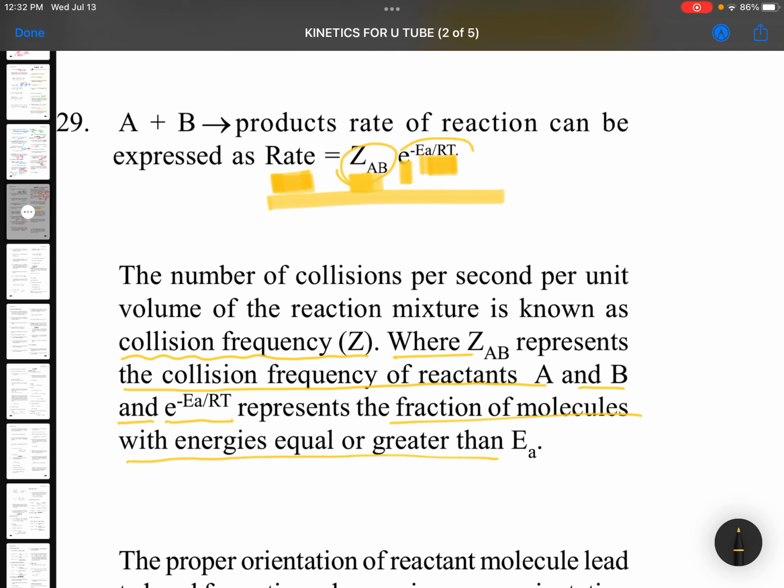This is the collision factor, and you are discussing rate. The proper orientation of reactant molecules leads to bond formation, whereas improper orientation makes them simply bounce back and no products are formed.